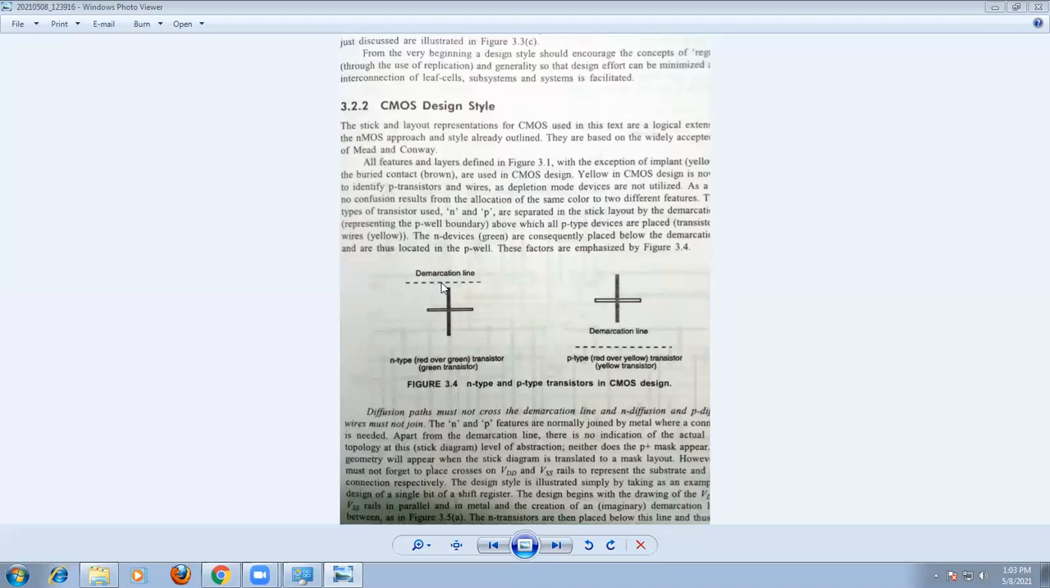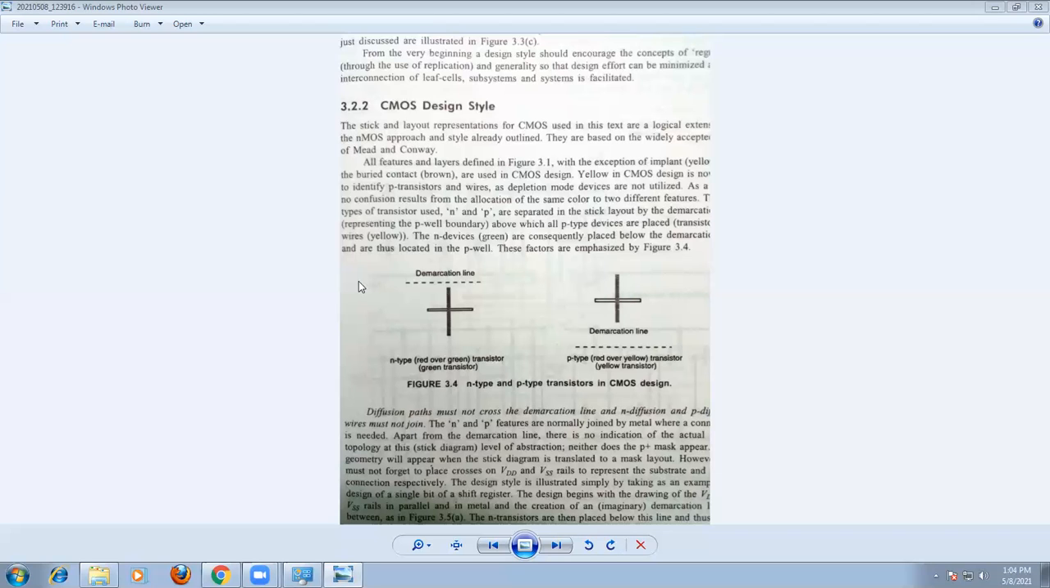Okay, this demarcation line indicates there is a separation between N-channel transistors and P-channel transistors. That means N-channel enhancement mode transistors and P-channel enhancement mode transistors, that is, the pull-down transistor and the pull-up transistor. Okay, there is a difference here.